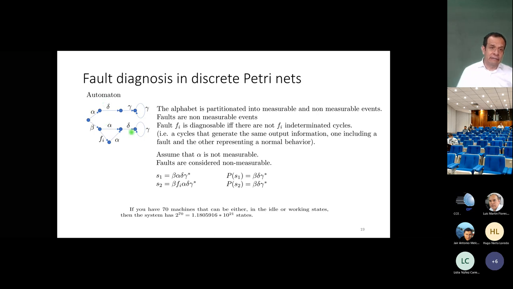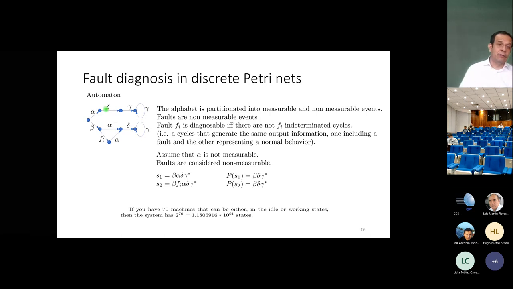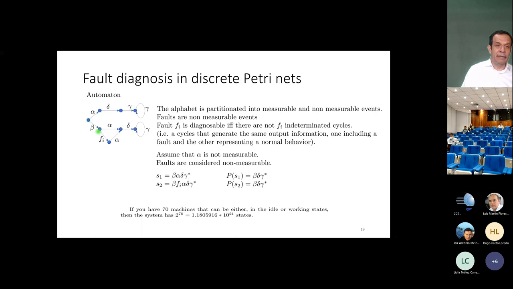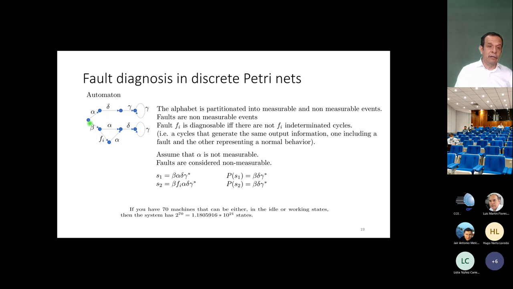In this case, they have several events, and some of these events are not measurable. There are no sensors that detect when these events are activated, and some others have a sensor. For example, I am reporting these two sequences, and I am assuming that alpha is not measurable. Also, the faults are not measurable. The first sequence is when I fire beta, then alpha, then delta, and gamma. You can see that gamma is a cycle, so that is the reason I am using this star operator here. The other sequence is when I fire beta, then alpha, delta, and gamma. As you can see, both sequences produce the same sequence of sensors.